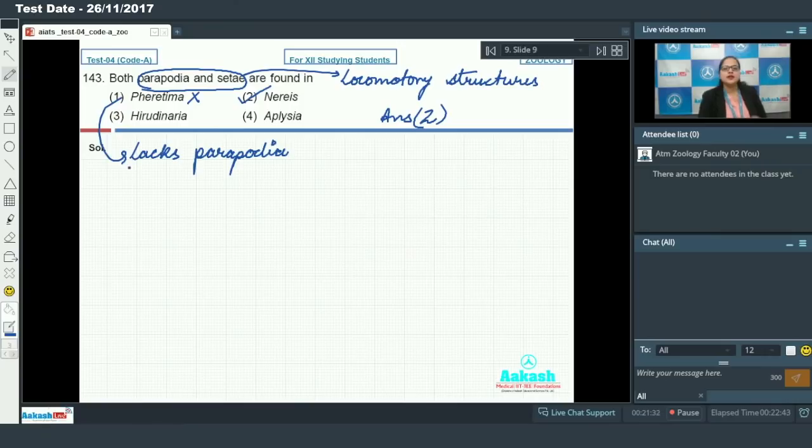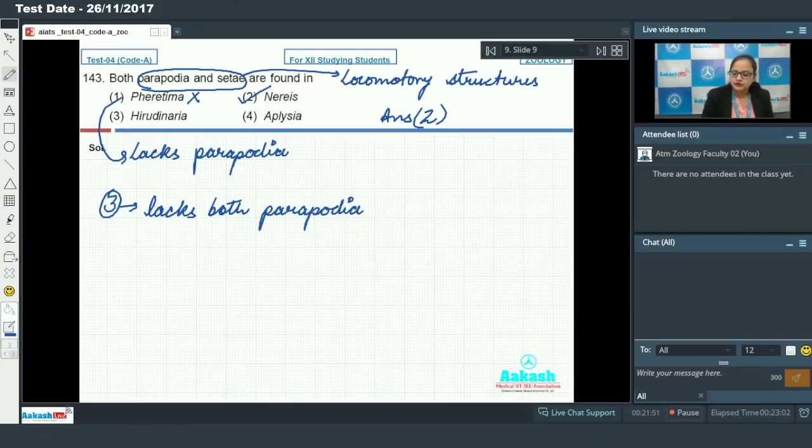And option 3 says Hirudinaria, which are leeches, and leeches lack both parapodia and setae. So option 3 cannot be an answer. And option 4, that is Aplysia, is a member of phylum Mollusca and it lacks both parapodia and setae. So this cannot be an answer.